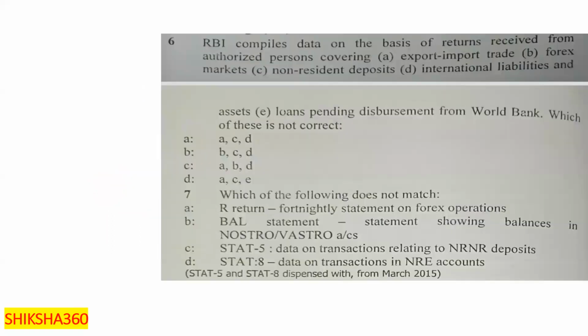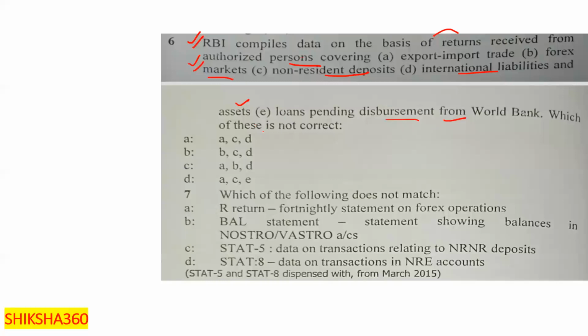Now move to question number 6. This question is a little bit twisted. RBI compiles data on the basis of returns received from authorized persons covering: first, export import trade; second, the forex market; third, non-resident deposits; fourth, international liabilities and assets; and another option, loan pending disbursement from the World Bank.